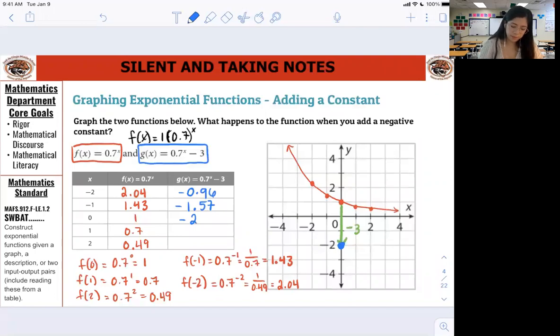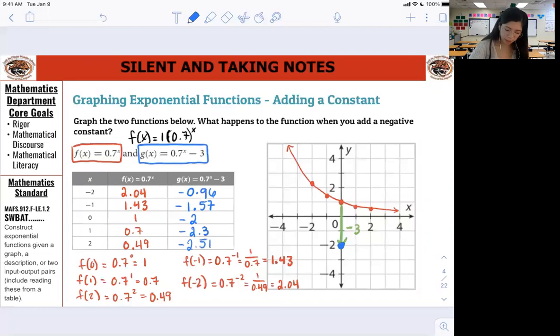Negative 2.5. Wait, I think close. Negative 2.3. And 0.49 minus 3. Negative 2.51. Good. All right, so there are my actual values.